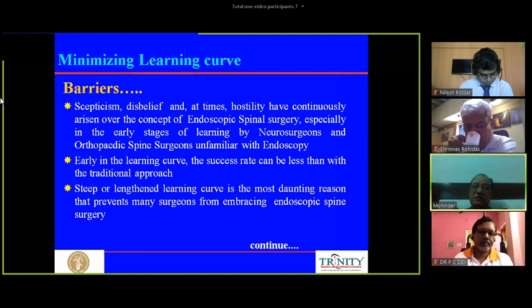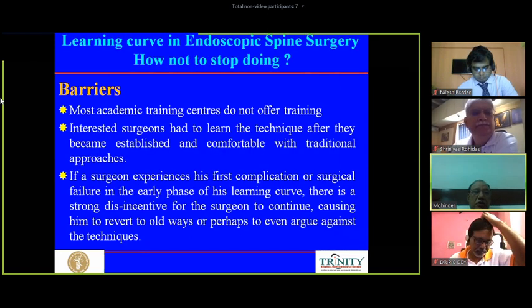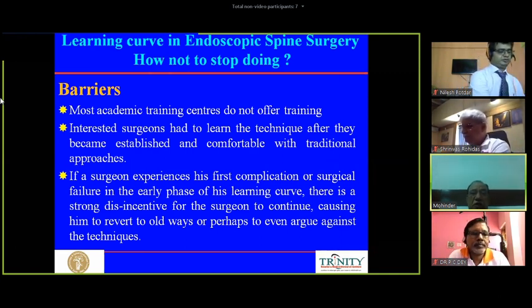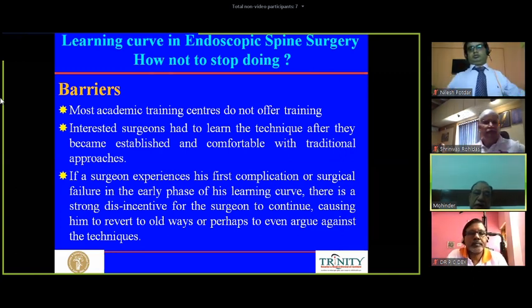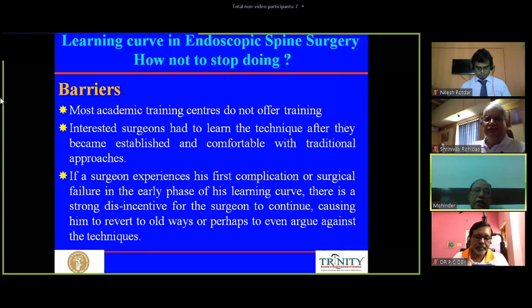A steep or lengthened learning curve is the most daunting reason that prevents many surgeons from embracing endoscopic spine surgery. We have to accept that nowadays few teaching hospitals have endoscopic spine surgery as part of the teaching curriculum. During our times, it was not there. And even today, most academic training centers do not offer such training. Interested surgeons had to learn the technique after they became established and comfortable with the traditional approaches.